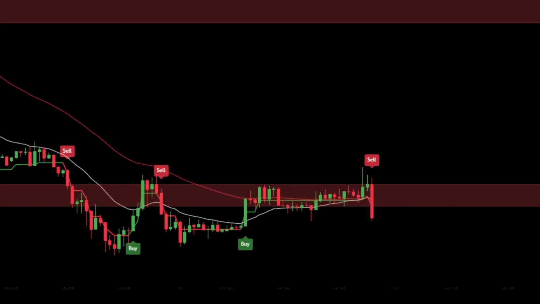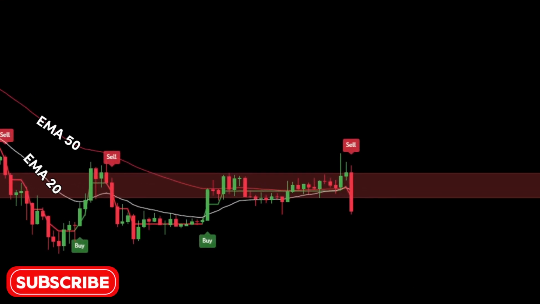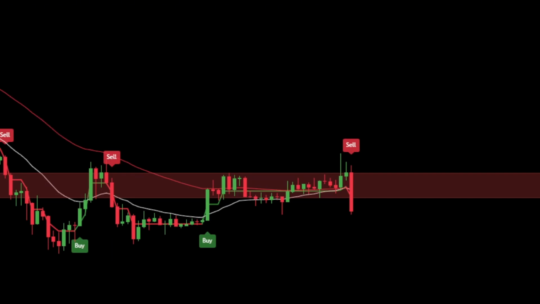How to place a sell order. If EMA 20 crosses below or stays below EMA 50, it is a sign of a bearish trend. In this position, you will only look for the best point to place a sell order. Wait until the price candlestick tests the resistance area. After that, wait for a sell signal to appear from the range filter buy and sell indicator.